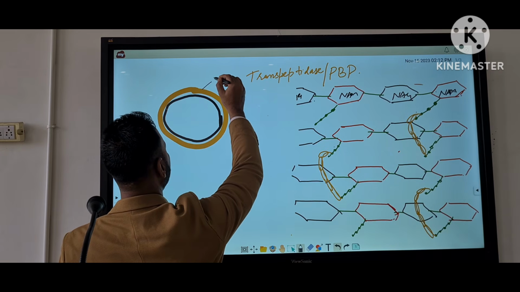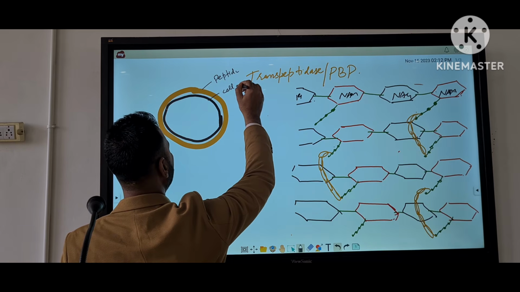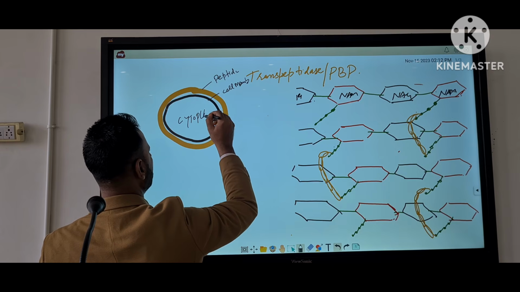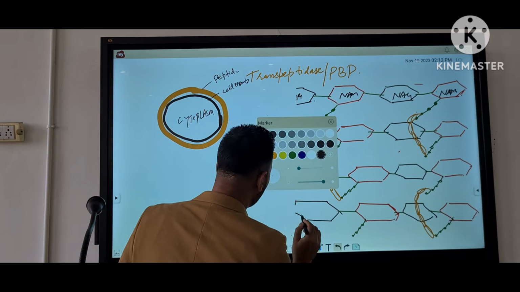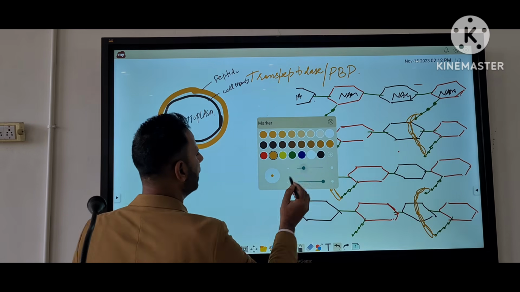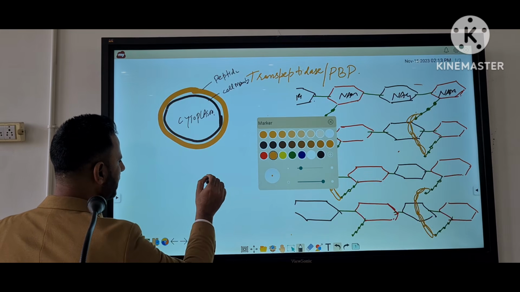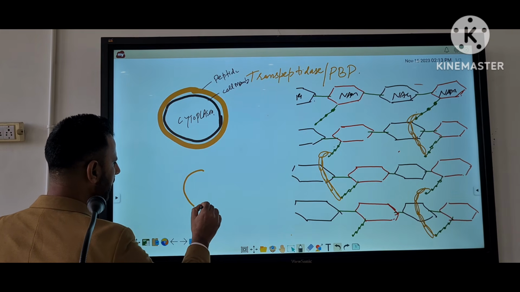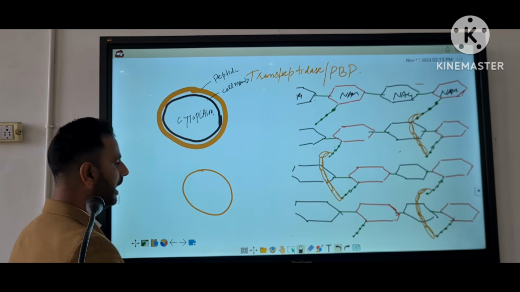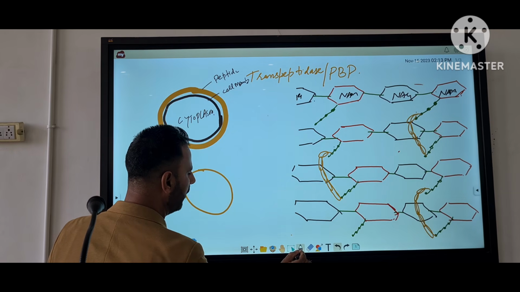It means what is this? Peptidoglycan. And what is this? Cell membrane. And what is inside? It is cytoplasm. Everybody knows. When we talk of gram-negative bacteria, you will find, yes, this peptidoglycan is present. For example, this is the peptidoglycan. But the peptidoglycan is not thick, it is thin. It is thin.